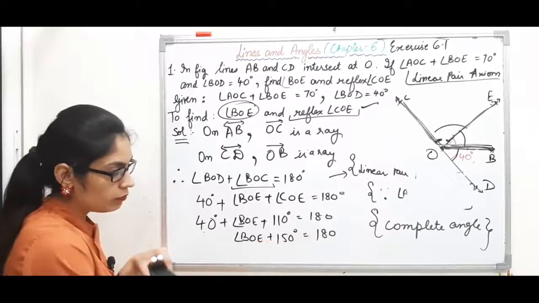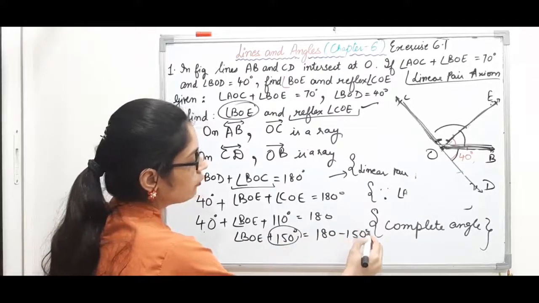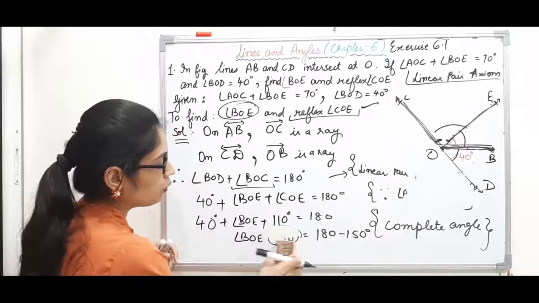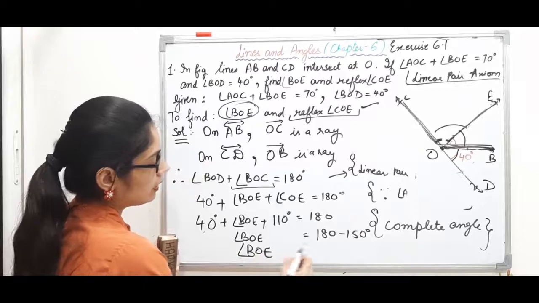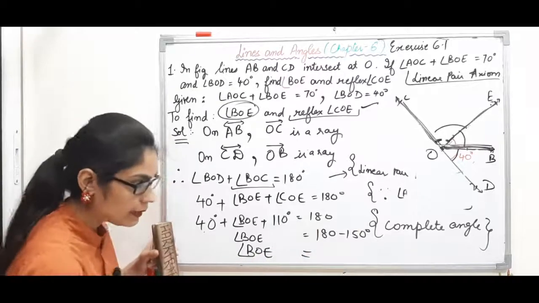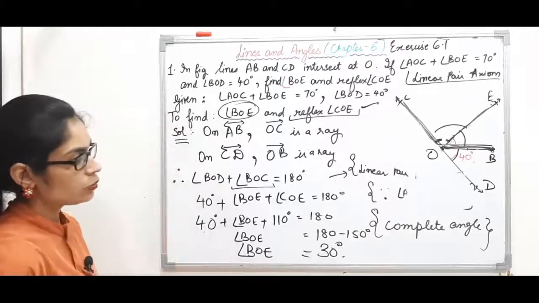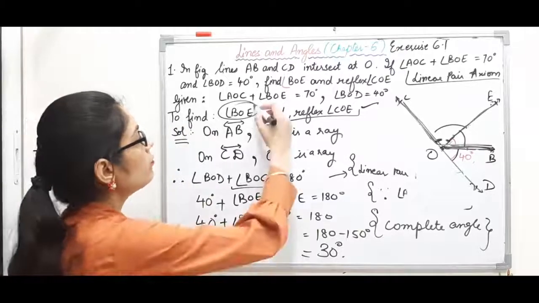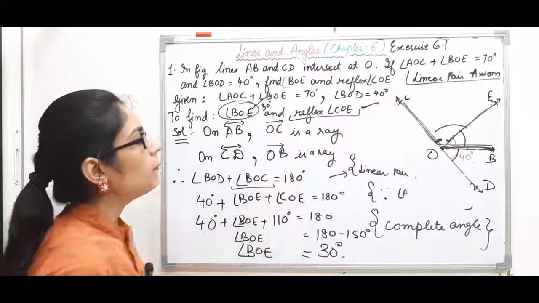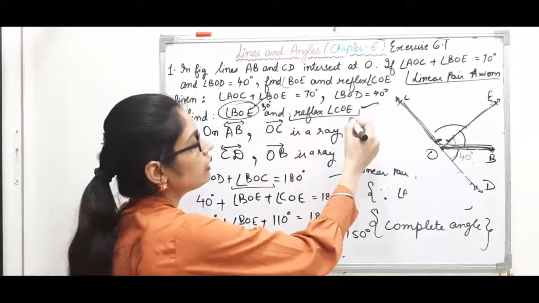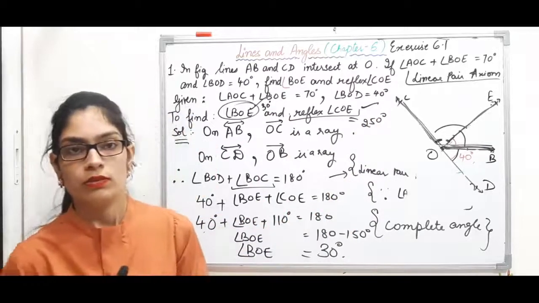This 150 is getting added on this side, so on shifting the side, it will get subtracted from 180 degrees. So in the next step you have to do this. Therefore angle BOE is equal to 180 minus 150, which is 30 degrees. So this question is done. We have found the value of angle BOE as 30 degrees and reflex COE is equal to 250 degrees. Now let's do the next question.